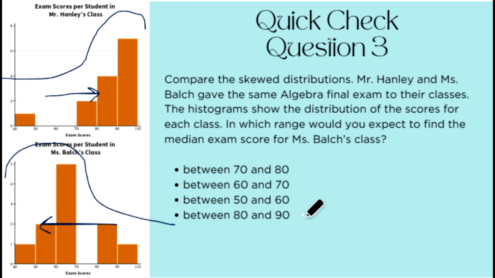So which one of these makes the most sense? I believe in you. Remember, the median is the most likely score for the middle 50%, the middle of the middle 50%. Okay? So I believe in you.